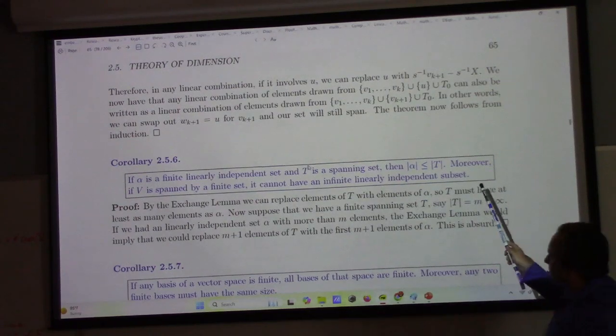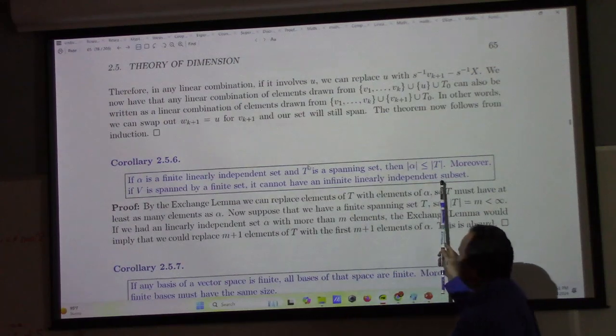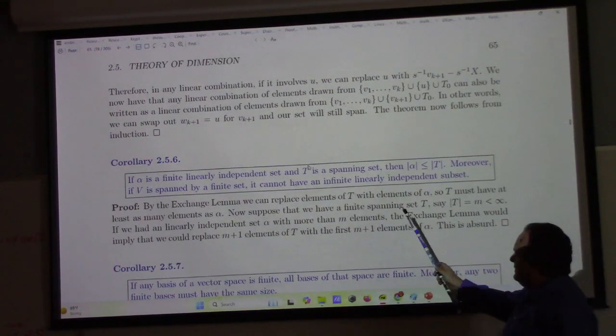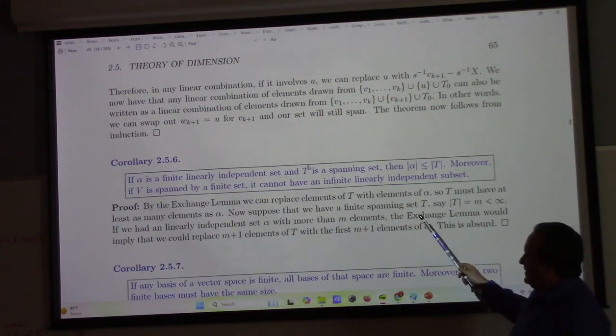Anyway, getting back to the point here. Moreover, if V is spanned by a finite set, it cannot have an infinite linearly independent subset. The proof is by the exchange lemma. Since you can replace elements of T with elements of alpha, T must have at least as many elements as alpha.